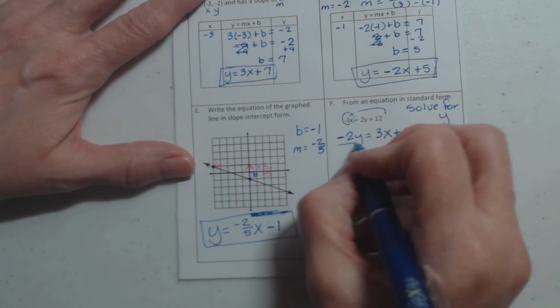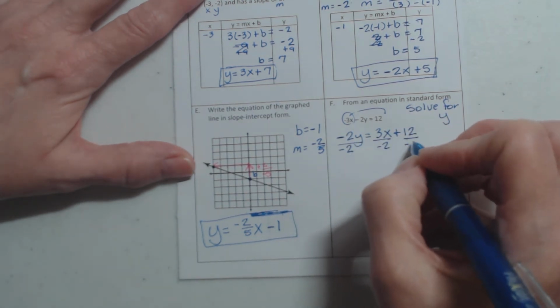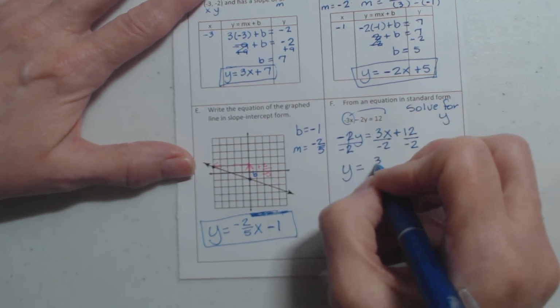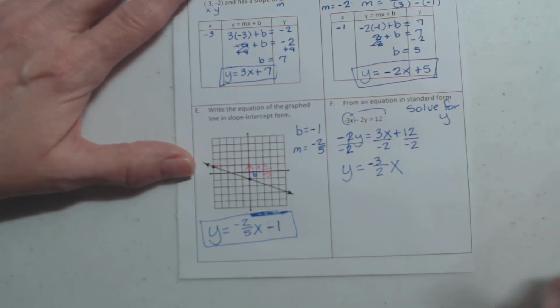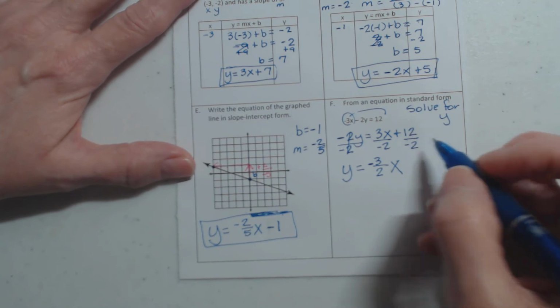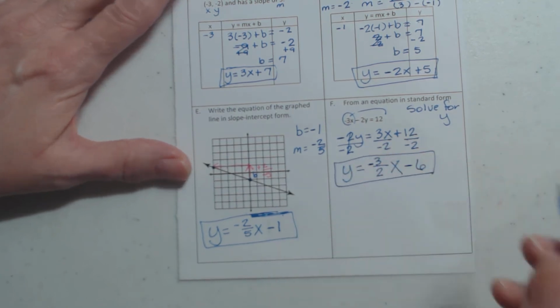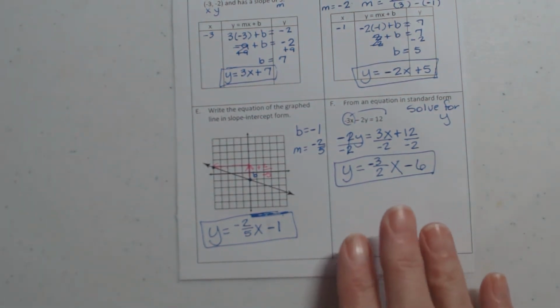Now we divide everything by the number in front of the y, and then we simplify. And that's a negative, and it doesn't matter whether you put the negative with the top, bottom, or out front. Here, 12 divided by -2 is -6. So we have y is equal to -3/2 x minus 6.